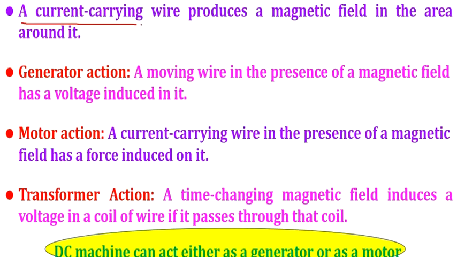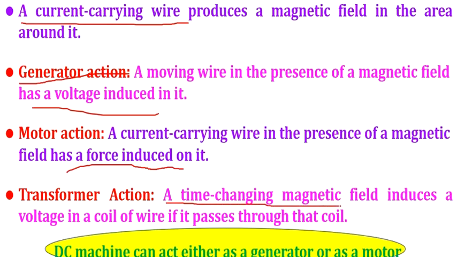A current-carrying conductor wire produces a magnetic field in the area around it. In generating action, a moving wire in the presence of the magnetic field has a voltage. In a motor, a current-carrying conductor wire in the presence of a magnetic field will experience a force. And in a transformer, a time-changing magnetic field induces a voltage in a coil of wire if it passes through that coil.